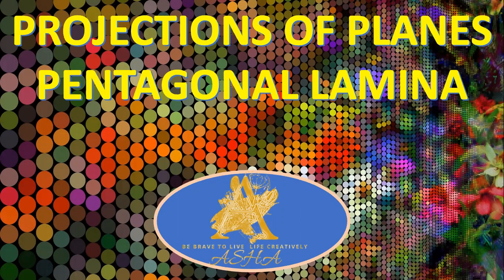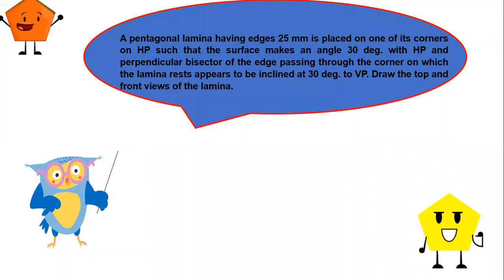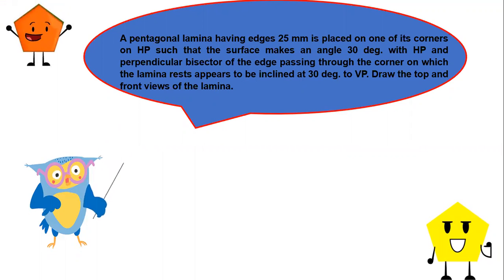Today I will be discussing projections of planes, pentagonal lamina. The problem goes like this. A pentagonal lamina having edges 25 mm is placed on one of its corners on HP such that the surface makes an angle of 30° with HP and the perpendicular bisector of the edge passing through the corner on which the lamina rests appears to be inclined at 30° to VP. You need to draw the top and front views of the lamina.